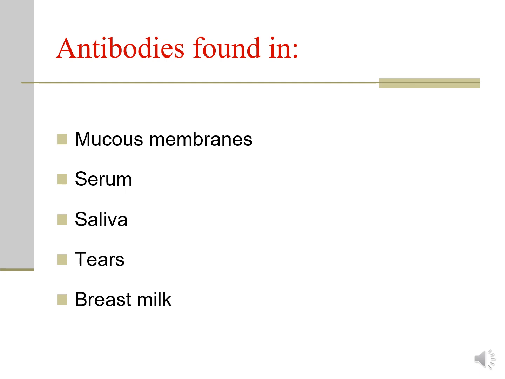Okay? The major antibody class found in mucous membranes is IgA. The major class found in serum is IgG. Saliva, tears, and breast milk is IgA. And in cerebral spinal fluid is IgM.